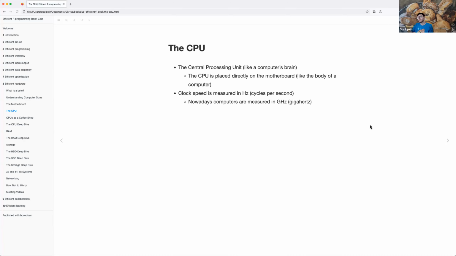So the CPU is kind of like the computer's brain. It gets a little bit more complicated at the motherboard level, but it is just placed directly on the motherboard. And then clock speed is measured in hertz. Back in the Stone Ages, everything was measured in regular hertz, or at one point they got up to megahertz, and now we're on to gigahertz. And we'll be there for a little bit, since most computers are sitting between 3 and 5 gigahertz. And we'd have to go pretty high up to get to terahertz.